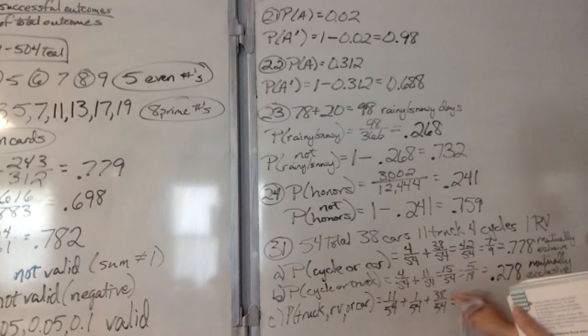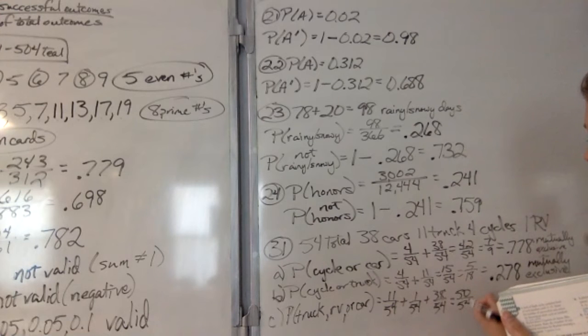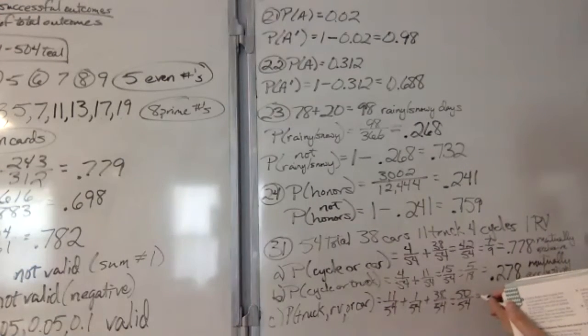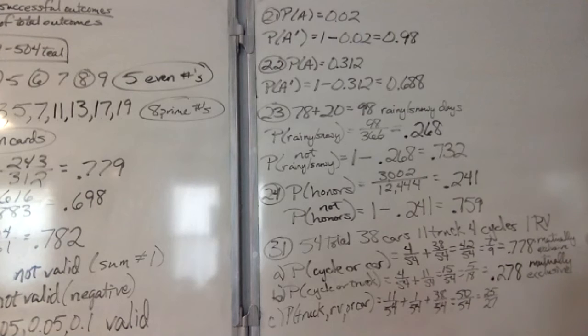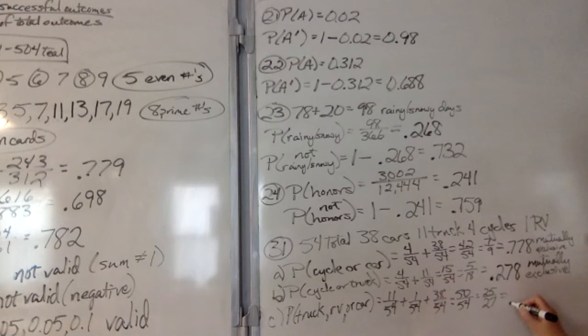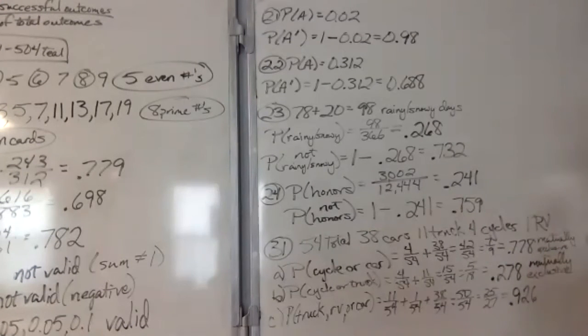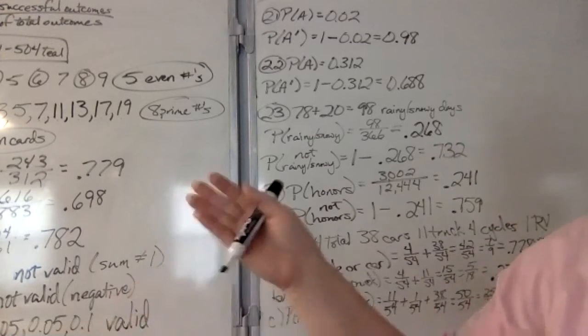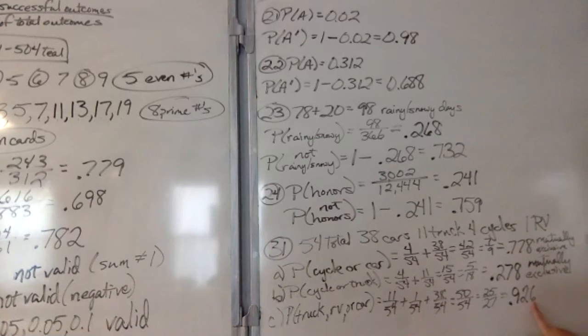So when we add all that up, we get what, 50 over 54? 50 over 54. So we reduce that to 25 over 27. 25 divided by 27 equals 0.926. Okay, because you have 0.925 repeating, so it's 925, 925, so that 9 is going to make the front of it go up to 6.